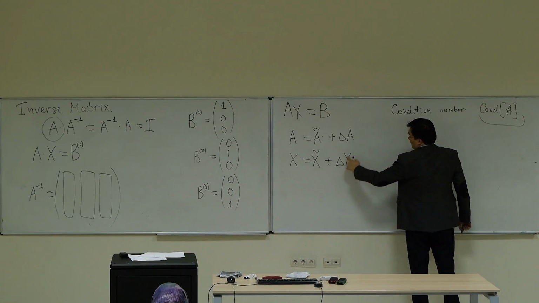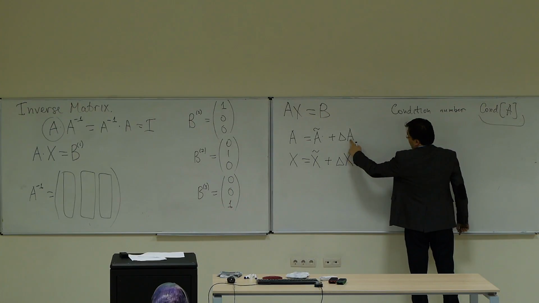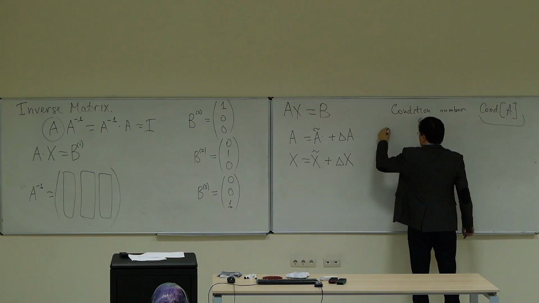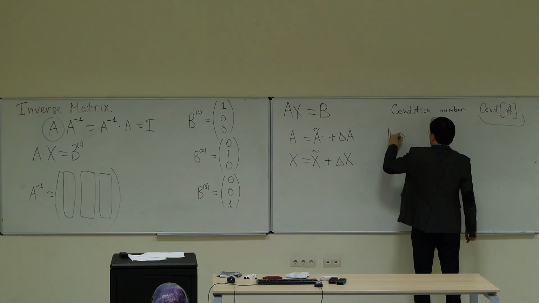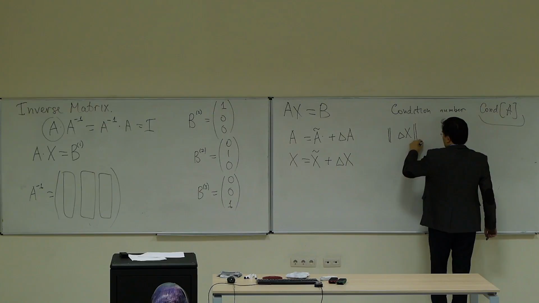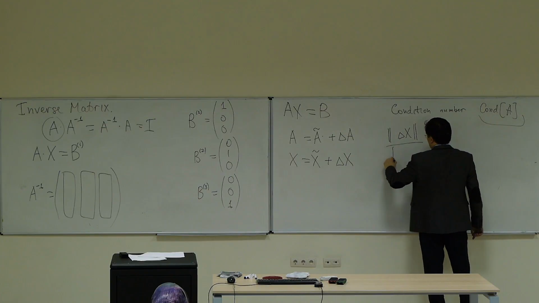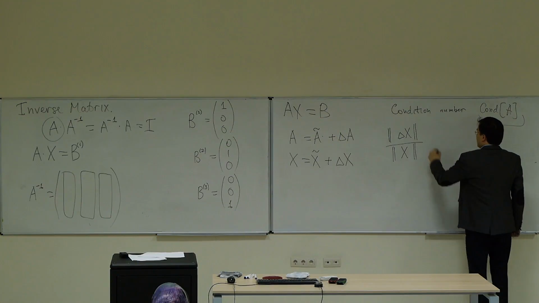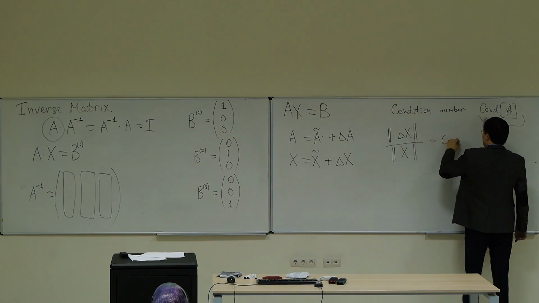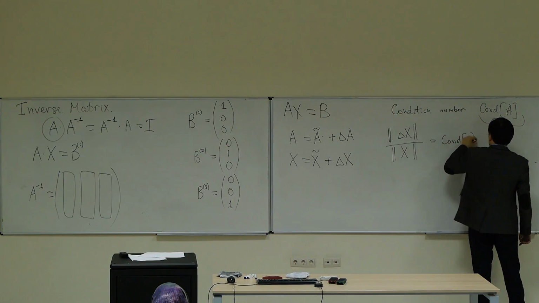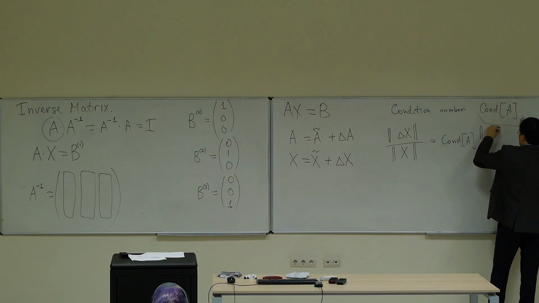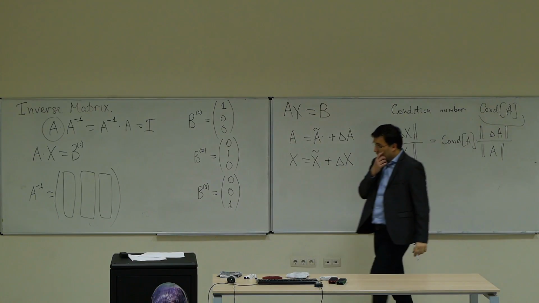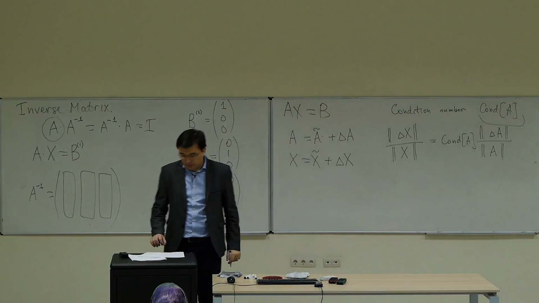Each of them are matrices, right? X is a vector, A is an n by n matrix. So this is how you can relate these two. It turns out the norm of delta X divided by norm of X, and we'll discuss in a bit what a norm is, is equal to the condition number of A multiplied by the norm of delta A divided by the norm of A. So what is a norm?